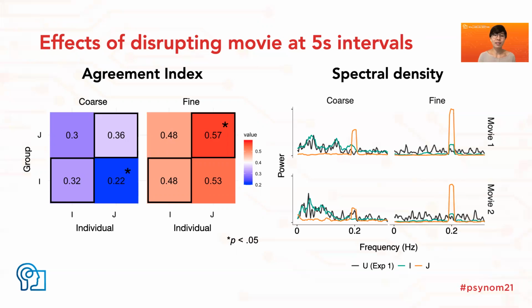And looking at the spectral density analysis, we see this strong 0.2 Hertz component in the segmentation pattern of jumbled participants and the absence of the other frequencies that are present in the other two conditions. This observation is more prominent for fine segmentation, and this shows that participants in the jumbled conditions are systematically segmenting at intervals that coincide with the onset of a new clip every 5 seconds. And this systematicity becomes more prominent for fine segmentation.